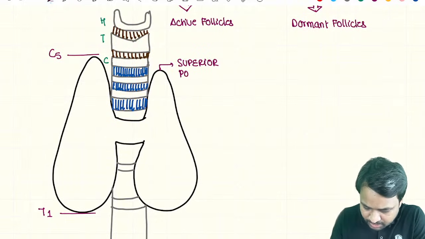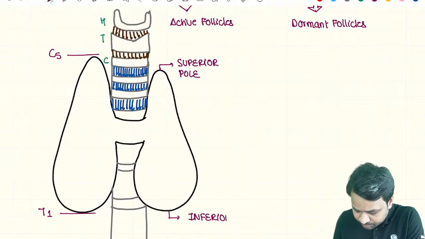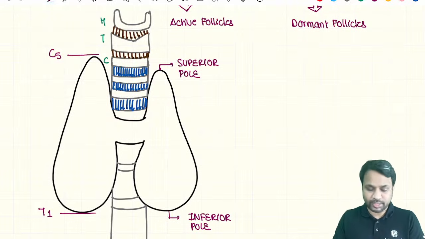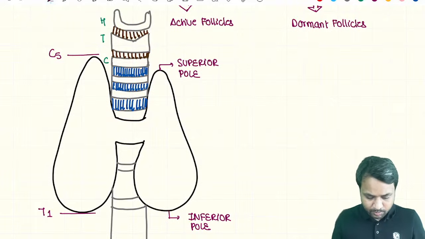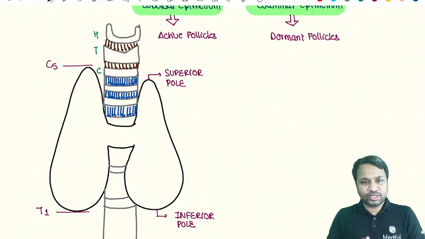This is what we call the superior pole of the thyroid gland. And this is what we call the inferior pole of the thyroid gland, right? So this is the basic orientation that you have to know.